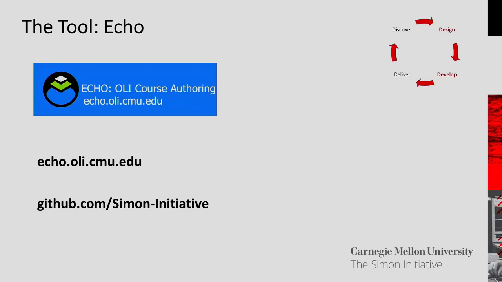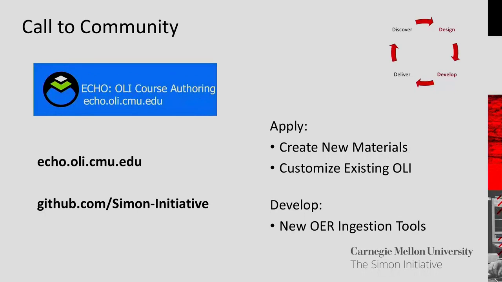So one of the tools that I illustrated here, in a little less time than I'd expected, is a tool called Echo. The Echo authoring environment is available for anyone to jump in and use right now at echo.oli.cmu.edu. Echo allows you to make brand new courses. It allows you to clone and customize existing OLI courses. And there's a lot of work that goes into that. What's also exciting, though, is that the skills map that is coming out of Echo can be used in the OLI platform, can be used in a lot of our data analysis tools. That code base is already open. You can find it on the Simon GitHub site.